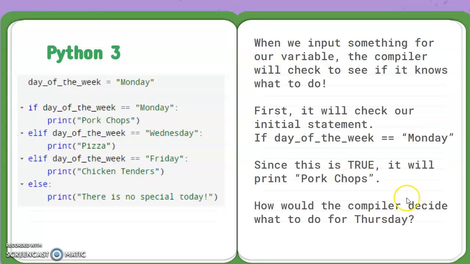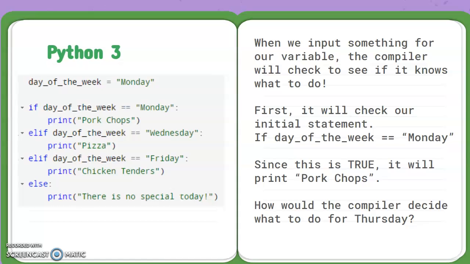Okay, so when we input something for the variable, the compiler will check to see if it knows what to do. First, it will check for our initial statement, if the day of the week is equal to Monday. So I have my variable right here, Monday. If day of the week equals Monday, so we're going to check this first. Let's think, is that true or false? True. Print pork chops. Since it is true, it will print pork chops.